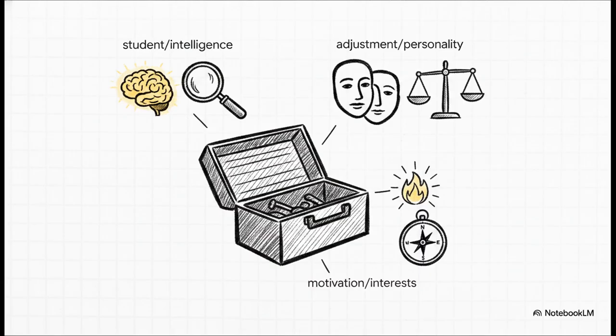If we want to help a weak student perform better in exams, we don't look at their values, we assess their intellectual strengths and weaknesses. If a person is failing to adjust socially with their family or neighborhood, we assess their personality characteristics. And for a poorly motivated person, we'd assess their interests and preferences to find out what actually sparks their drive. You absolutely have to pick the right tool for the right job.